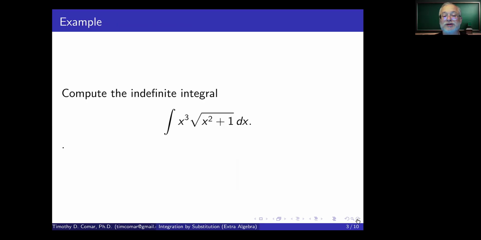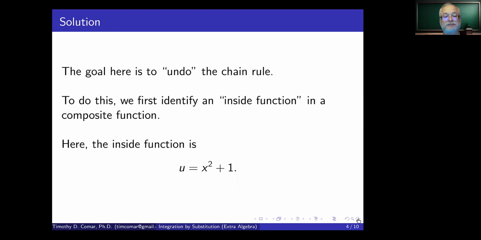So the example we're going to look at today is we want to compute the indefinite integral of x cubed times the square root of x squared plus 1. So again, in general, the goal is to undo the chain rule. To do this, we're first going to identify an inside function and a composite function. And here, the inside function is simply going to be that x squared plus 1 that is inside the square root expression there.